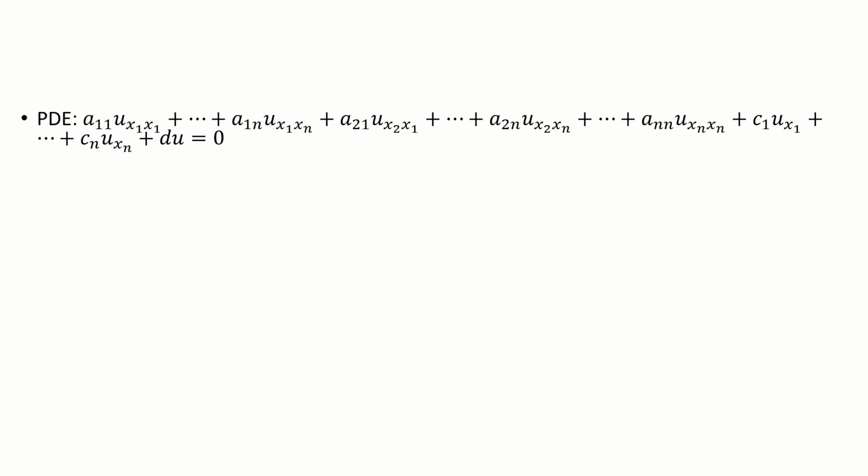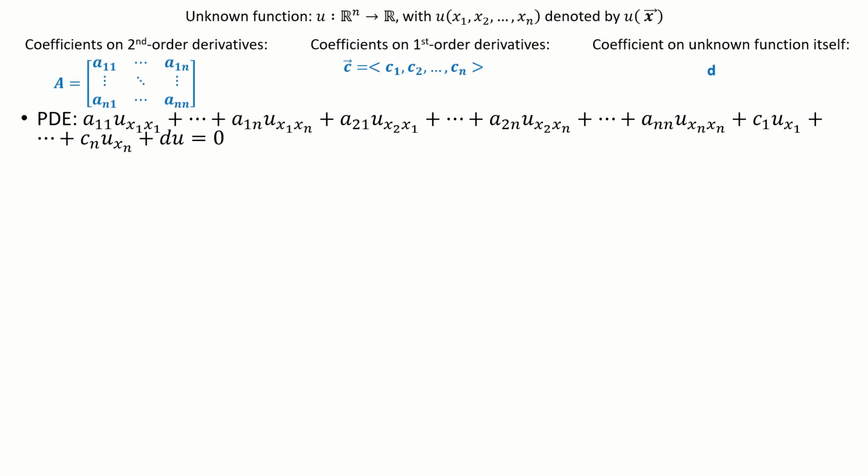Moving on, let's look at the case of a second-order PDE. We'll keep the coefficients on the second-order derivative terms in the matrix A, and we'll keep the coefficients on the first-order terms in the vector C, and we'll keep the coefficient on the unknown function itself as a single number d.